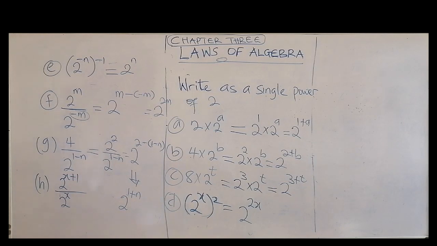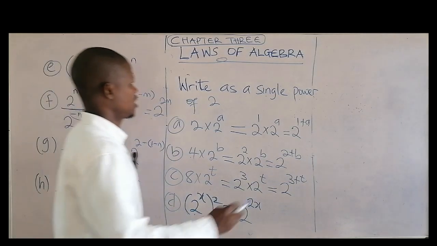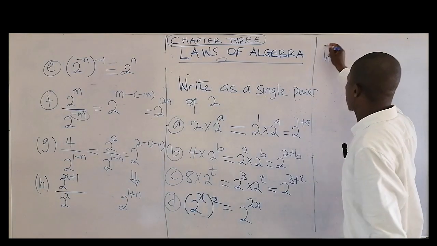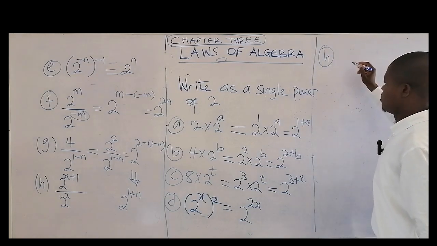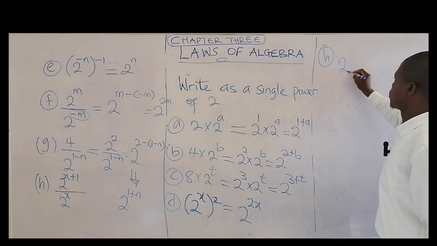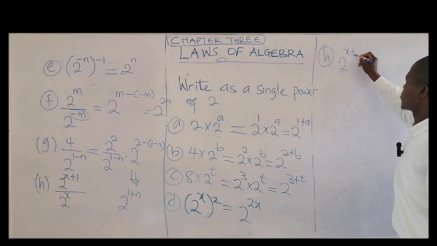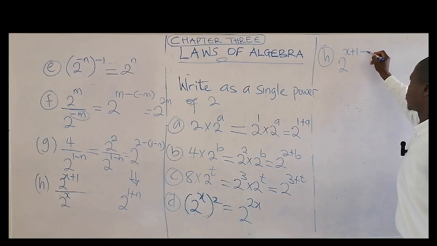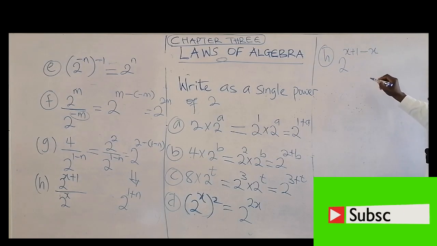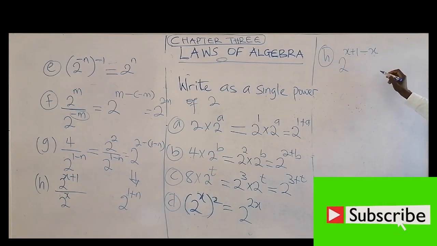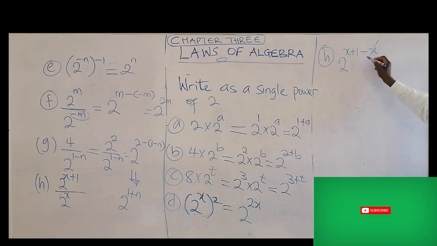That's that question. Then we go to question H. The bases are the same. You take one of the bases, and then you subtract the powers, x plus 1, and then minus x. x plus 1 minus x. And that will be equal to, this will cancel. You have 2 to the power 1. It is what? It is 2.